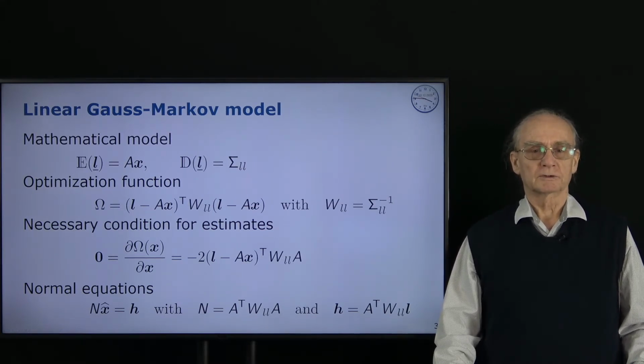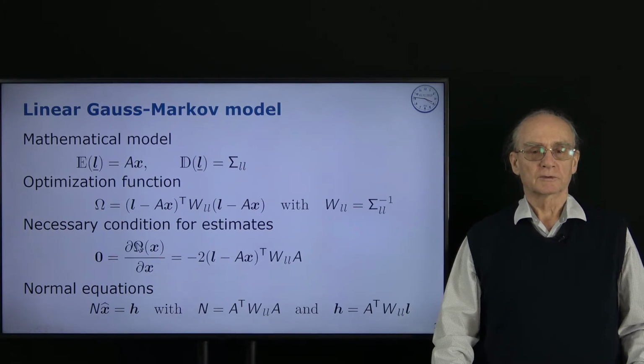Because we assume Gaussian distribution, we have to minimize this quadratic form, where you see the residuals L minus AX, which is the difference between our observations and the predicted values. We weight them with the inverse covariance matrix W, which may be full or block diagonal or just a diagonal matrix.